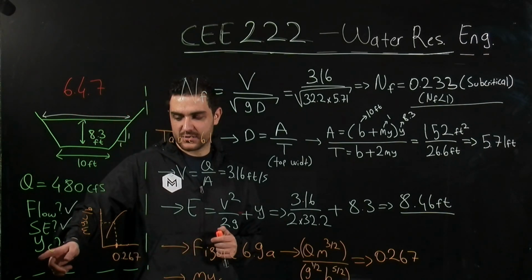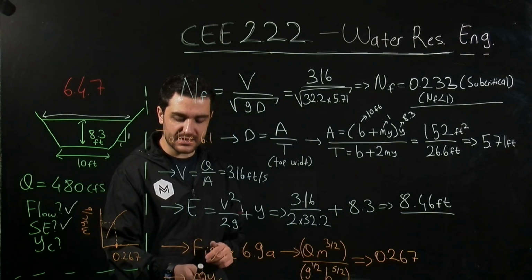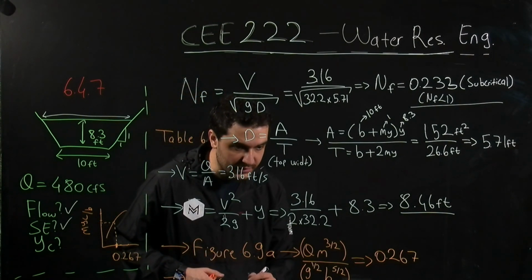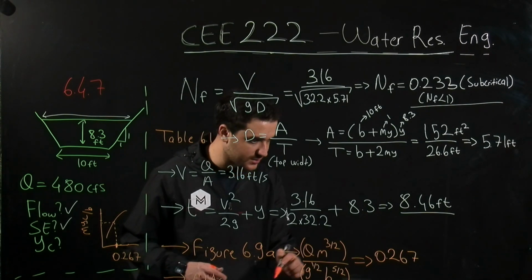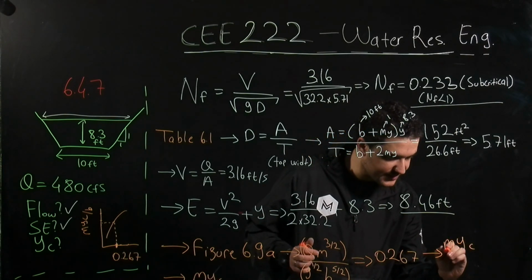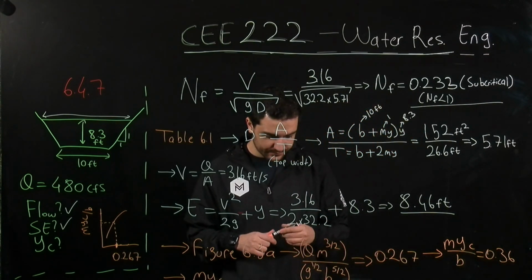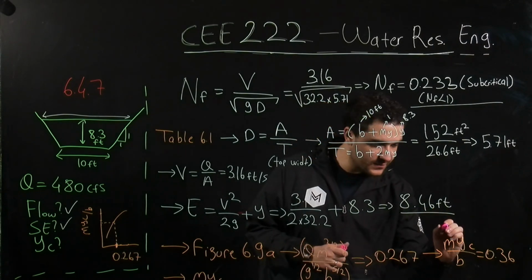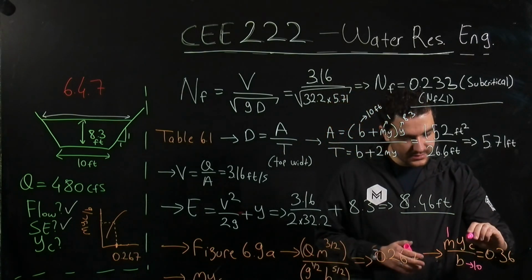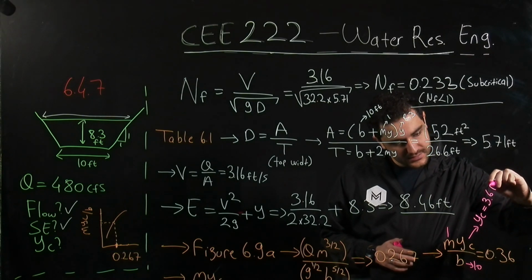And in the question, we are requested to find the critical depth. We already know the m, which is the slope. It was 1. We have width as 10 feet. Oh, actually, you cannot see that, so let me write that again. So we have m y_c over b equal to 0.36. This was 1, this was 10. Therefore, this gives critical depth as 2.6 feet.